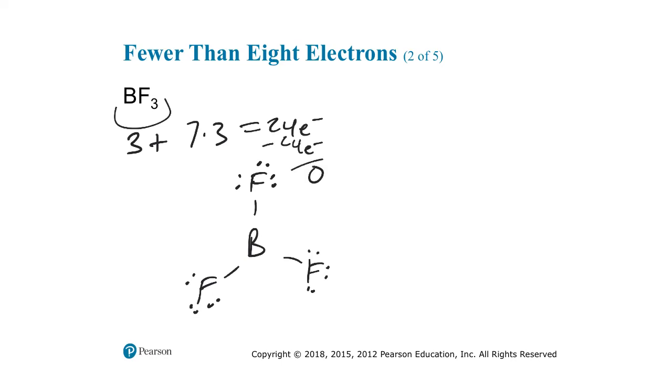So we have none left over, so we can't satisfy boron's octet with a lone pair. So should we use a double bond? Let's think about going from this structure to one where we take a lone pair and make a double bond. So if we do that, we'd arrive at something that looks like this. Now, what's wrong with this structure?